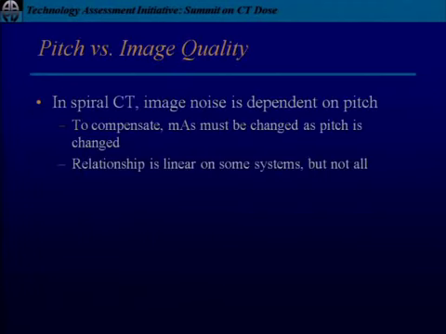Okay, pitch versus image quality. In Spiral CT, your image noise is dependent on your pitch. So in body imaging or head imaging, to compensate, you have to change your MAS as you change your pitch. That relationship is linear sometimes, sometimes not. Some of the systems take care of it for you. For instance, the Siemens, I think that's why they developed this effective MAS, which is MAS over pitch. Because if you put in 200 effective MAS and it gives you 12 Hounsfield unit noise, you keep messing with the pitch as long as you've still got 200 effective MAS, you've still got that same noise.